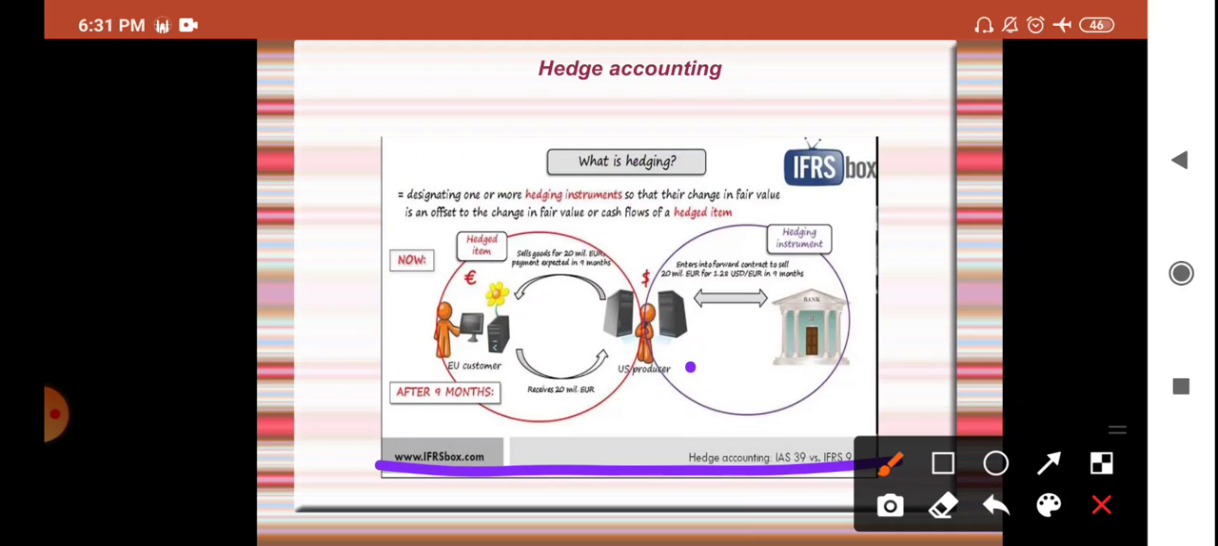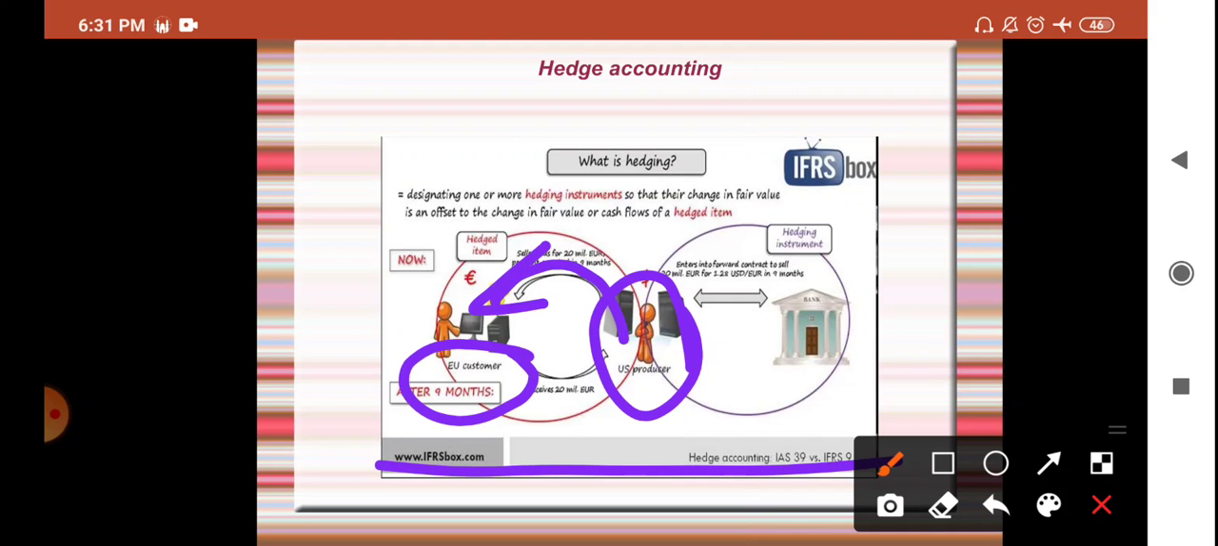So there is one company which is located in US. This US company wants to expand its business, so they open one branch in a European country. Now they sold some of the items to the European customer. So from US, some quantity of the products are being sold to the European customer.